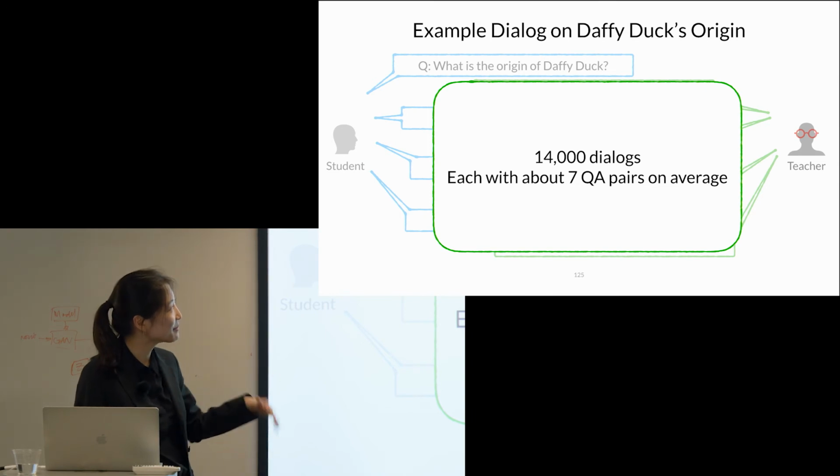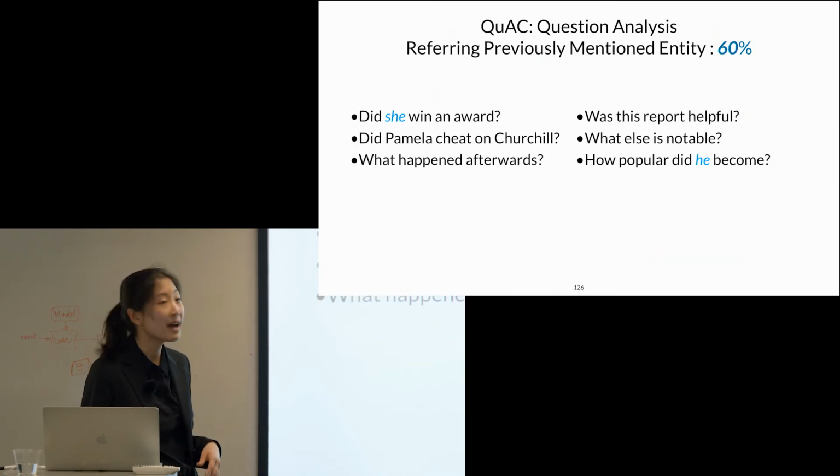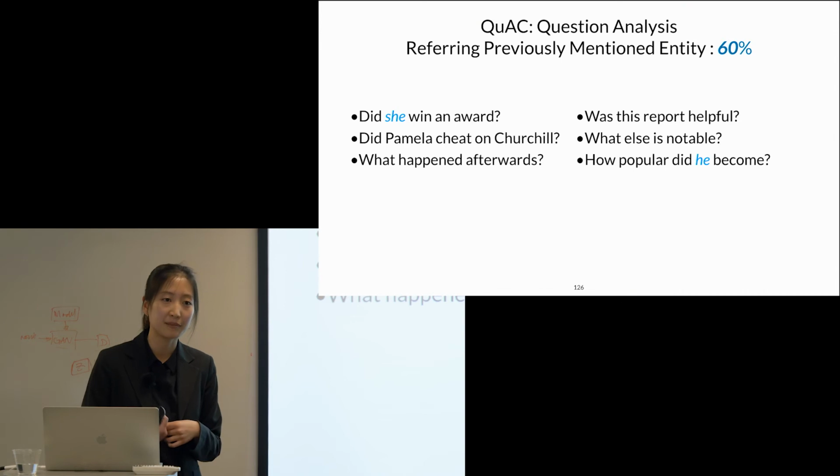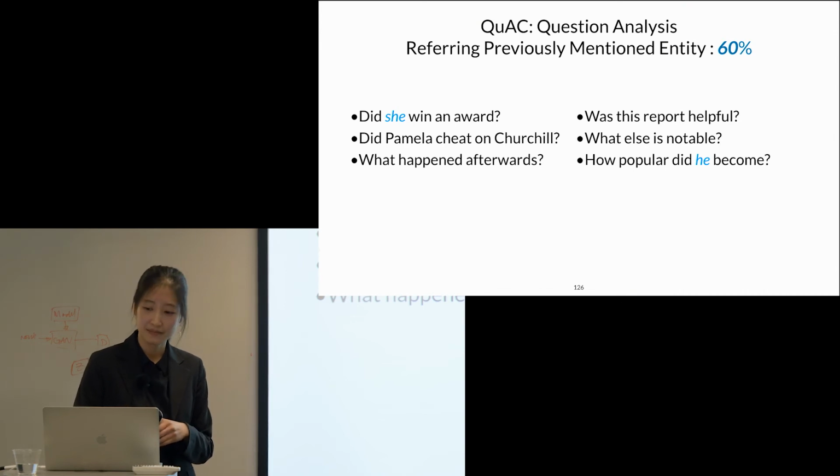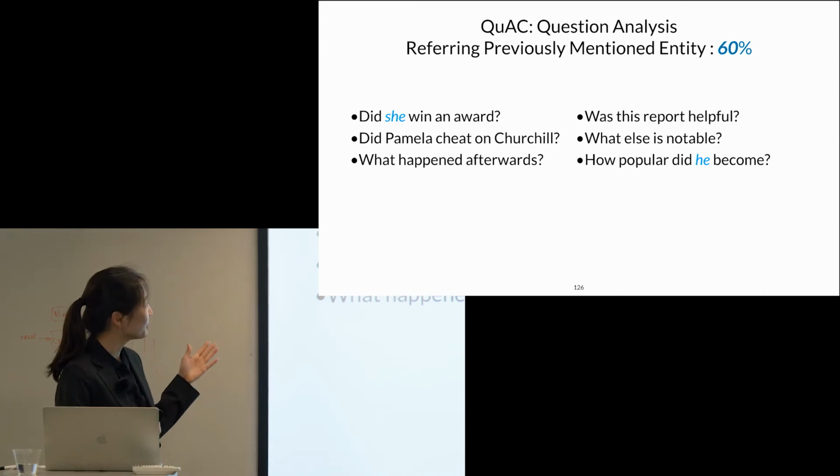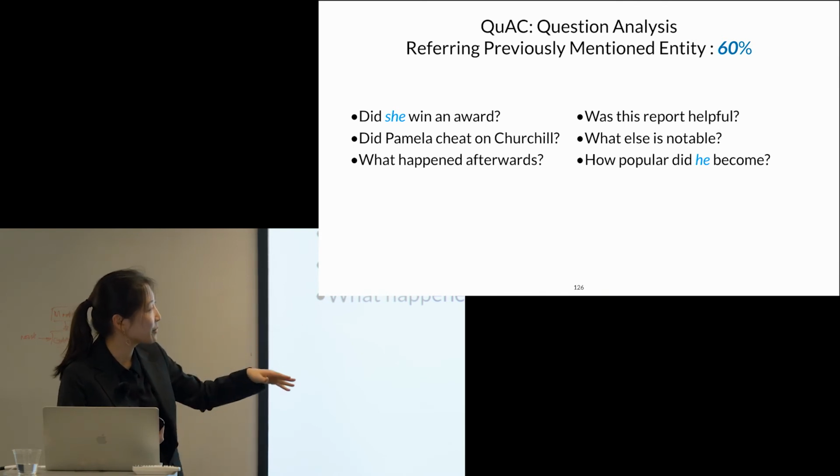Now I'm going to show some more examples of questions in there, and what kind of challenges the model should be able to handle to solve this task. So here are some examples. Did she win an award? What happened afterwards? How popular did he become?